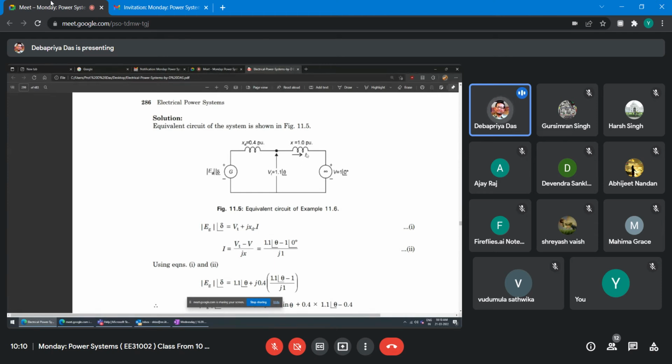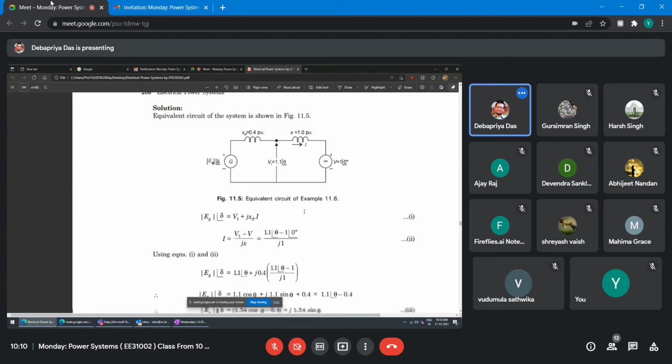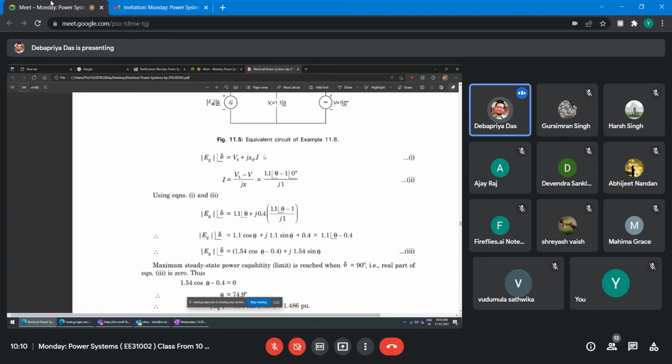Now I is equal to, you can write from here, (Vt minus V) divided by jX. So this is (1.1 angle theta minus 1 angle 0) divided by j1, where j1 is the reactance. Therefore, you substitute this I here and simplify. Then Eg angle delta is equal to this one plus j0.4 into this I.